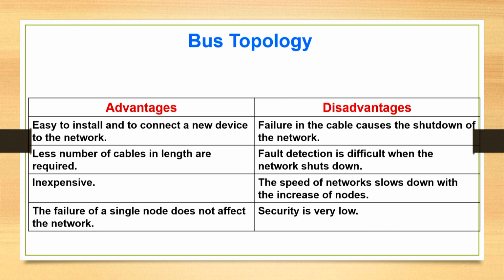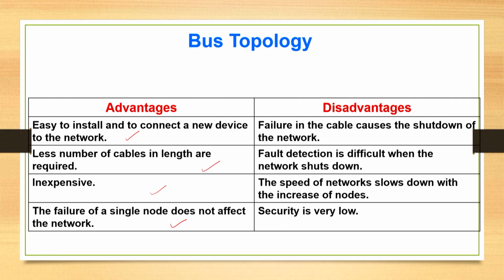What are the advantages and disadvantages of a bus topology? Advantage is, yes, bus topology is easy to install and to connect new devices to the network. It requires less cable length, so that is why it is cheaper, inexpensive, and the failure of a single node does not affect the network.